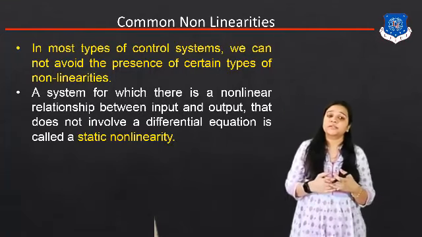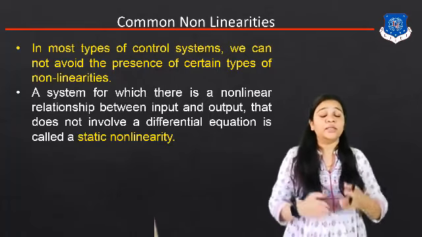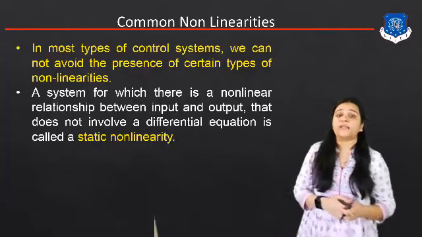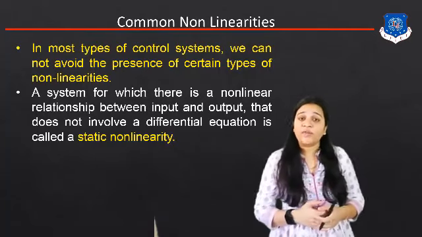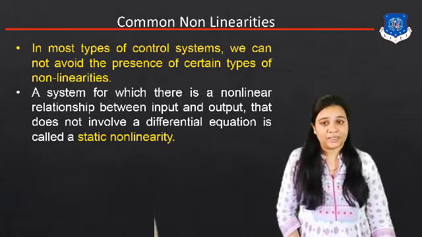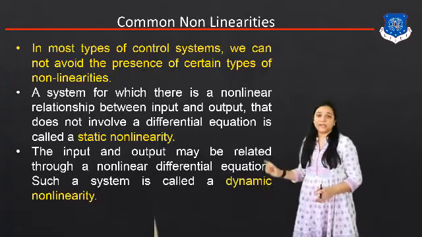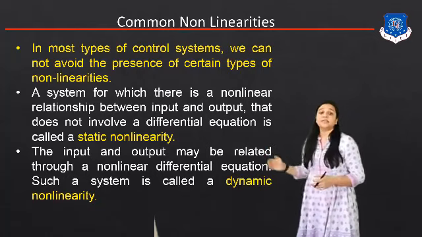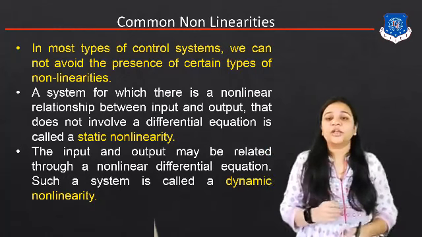As already discussed in the last session, in the non-linear system the initial condition need not equal 0. So the system for which there is a non-linear relationship between the input and output that does not involve a differential equation is known as static non-linearity. And the second one is the dynamic non-linearity. The input and output may be related through a non-linear differential equation. Such a system is called a dynamic non-linearity.